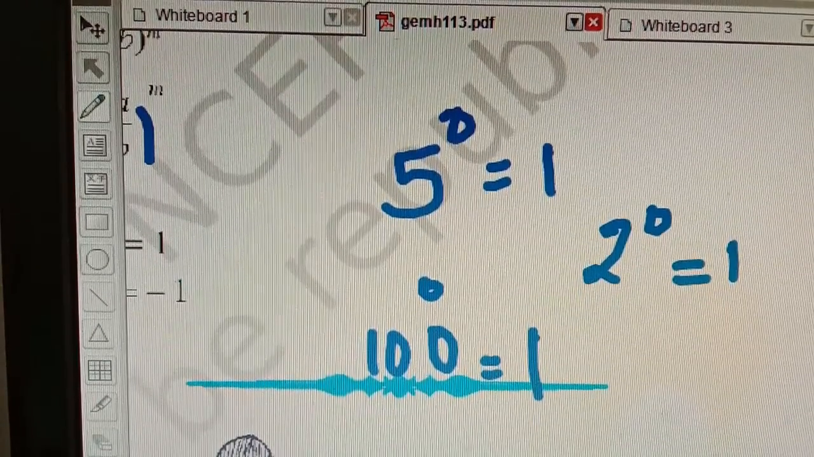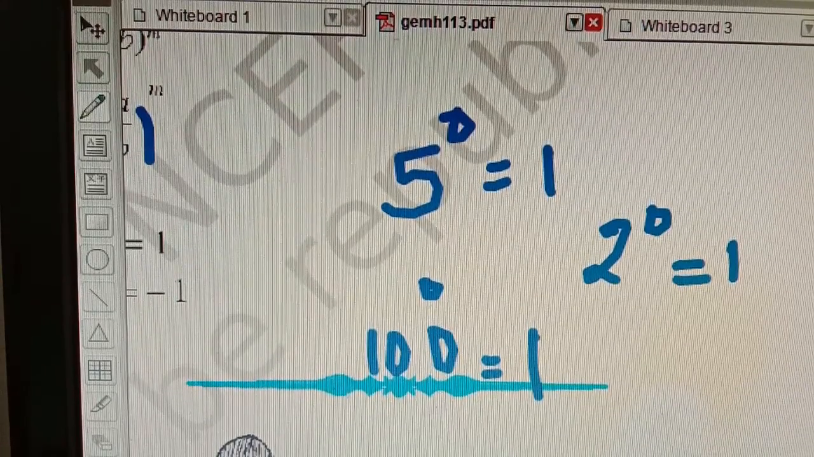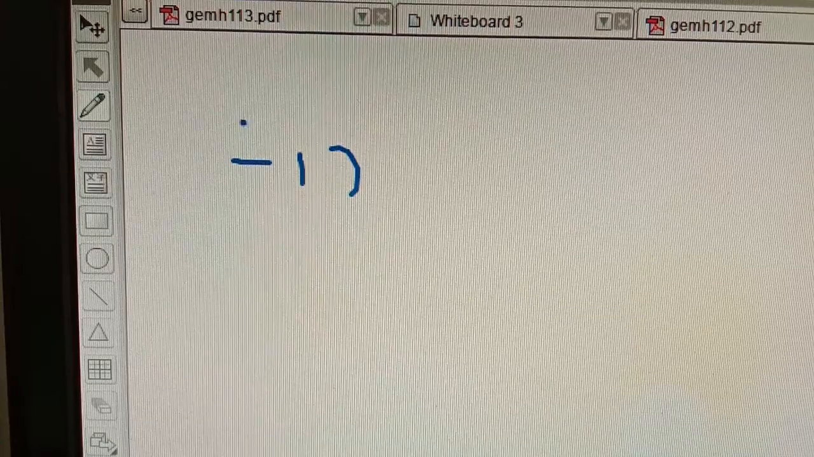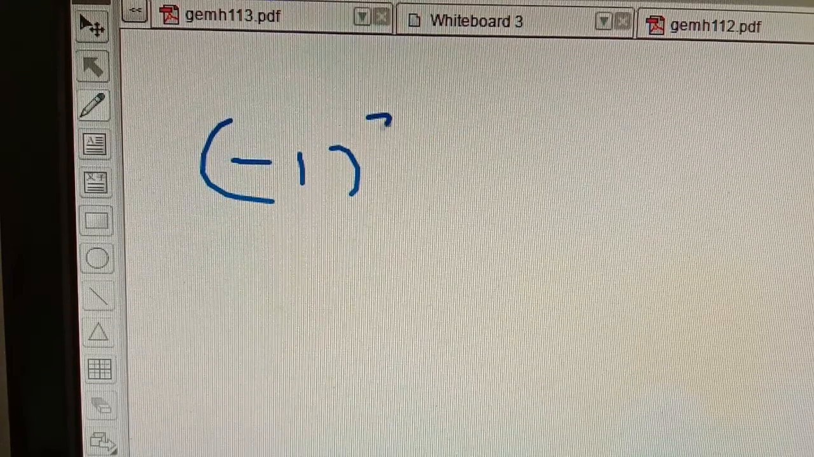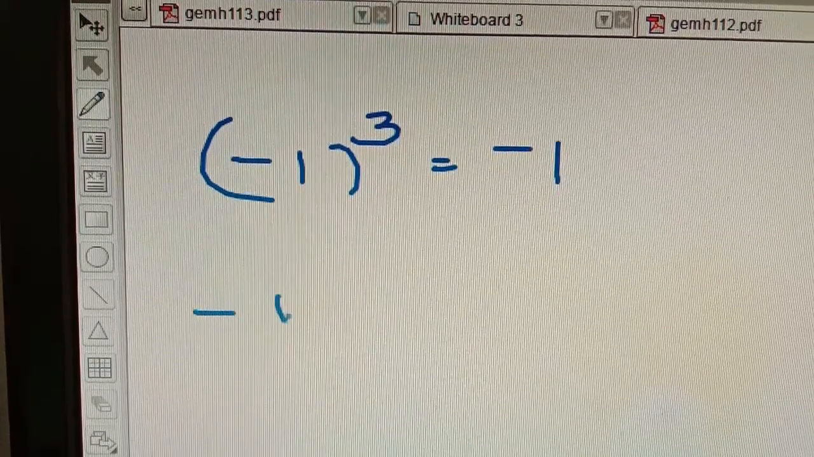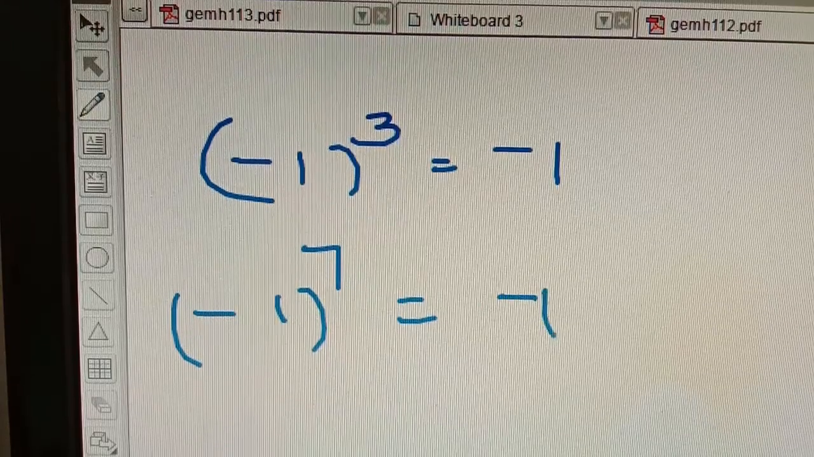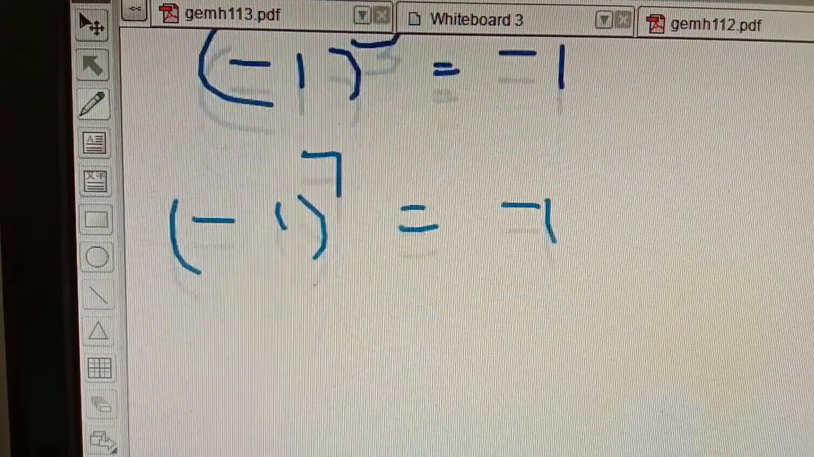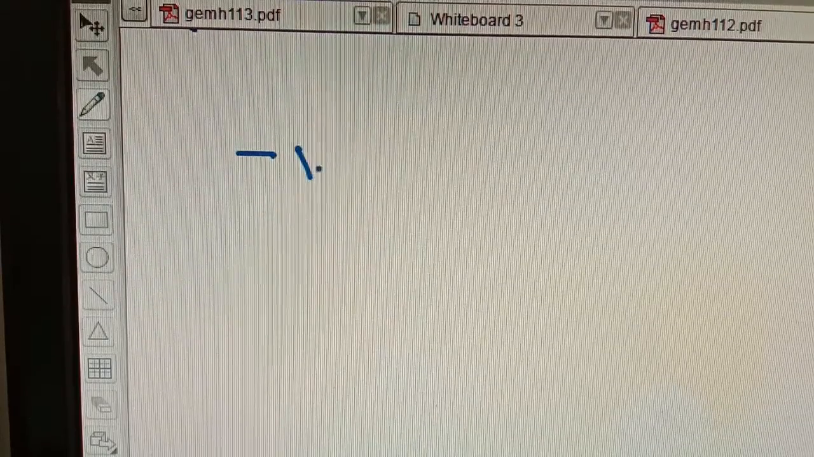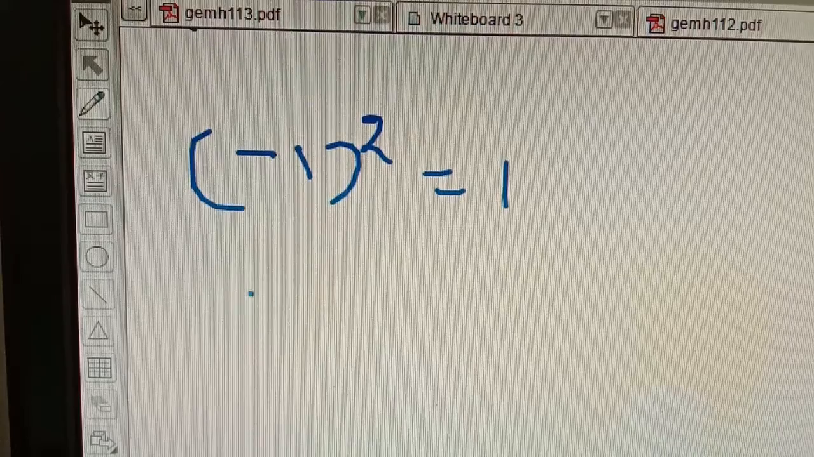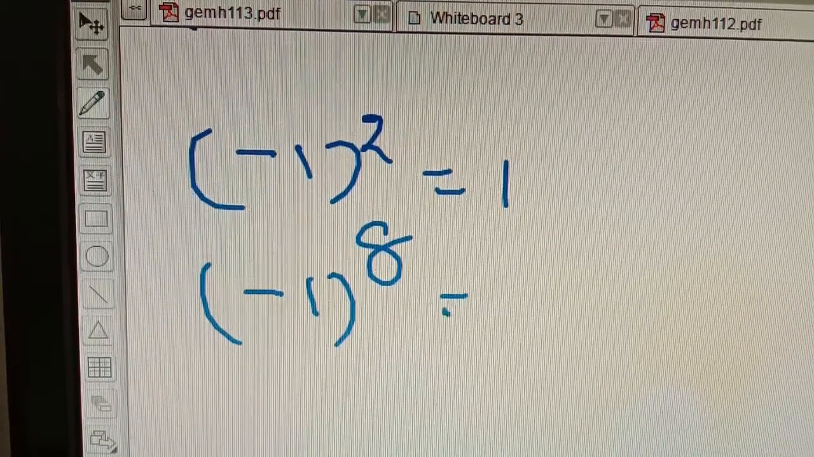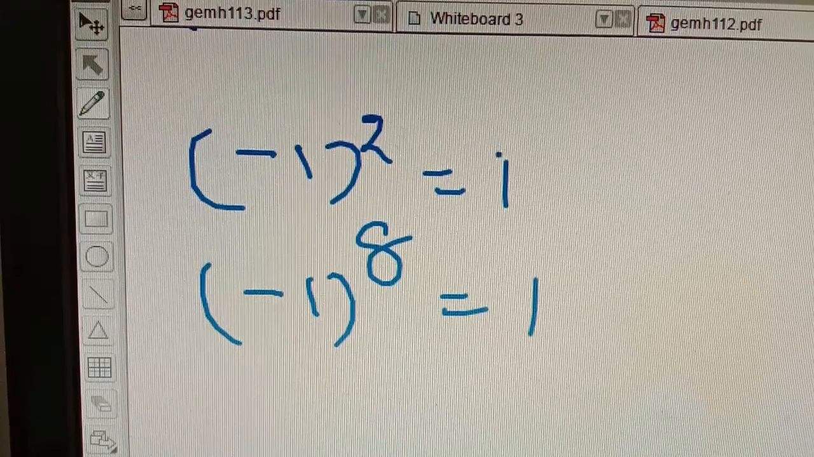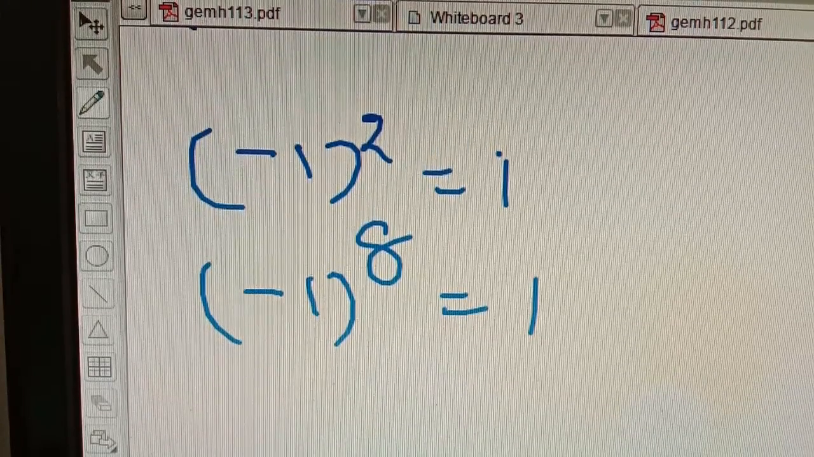Okay, the same way, negative 1 to the power of an odd number and an even number, listen. Negative 1 to the power of any odd number, that means negative 1 to the power of 3, is negative 1. Then negative 1 to the power of 7 is also negative 1. But negative 1 to the power of any even number is positive, that is the law. So negative 1 to the power of 2 is positive 1. Negative 1 to the power of 8 is also an even number, so that is also positive 1. So you are clear on the last laws: negative 1 to the power of any even number is positive and negative 1 to the power of any odd number is negative.